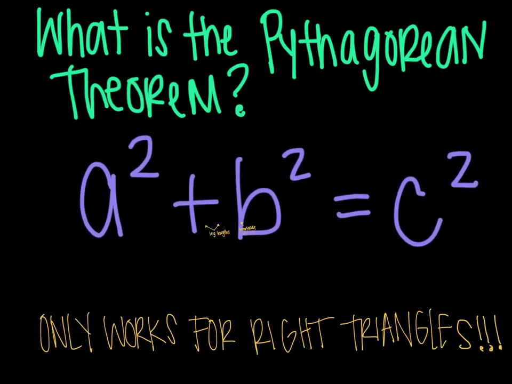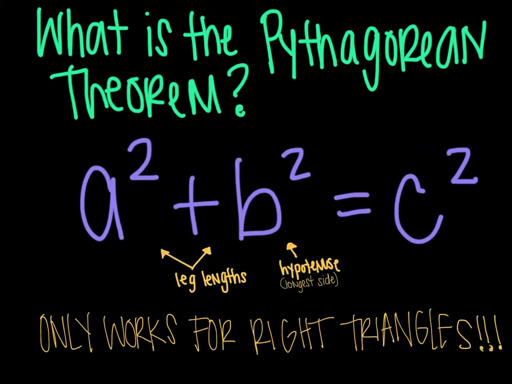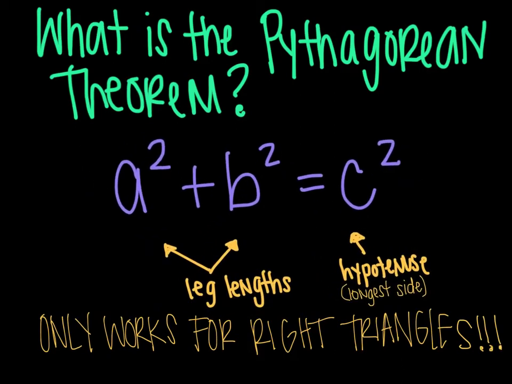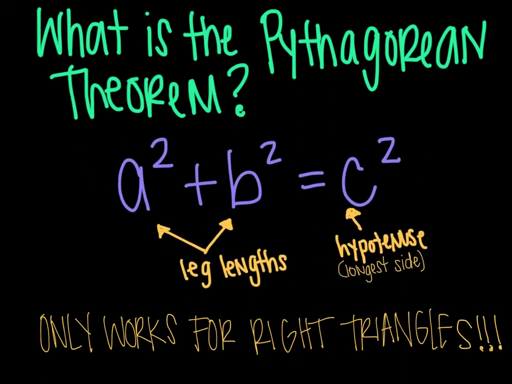The a term and b term, I should say, are leg lengths. And then your c term is your hypotenuse. Your hypotenuse is the longest side on a triangle. So make those notes so that you don't forget.